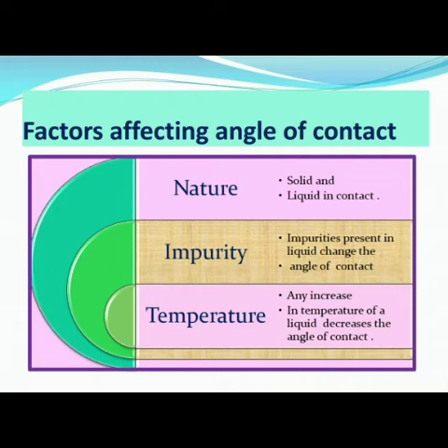Let us go on to the second factor, which is impurities. The impurities present in a liquid can change the angle of contact. For example, when I add detergent powder to water, the detergent powder changes the angle of contact and thereby also changes the surface tension. It helps us to remove the dirt particles. Let us talk about the temperature. An increase in the temperature of a liquid also decreases the angle of contact.